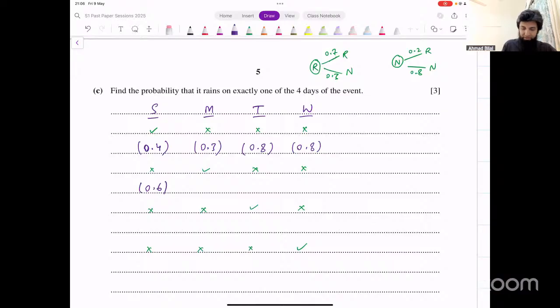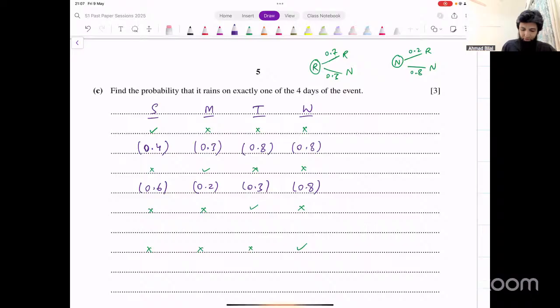So 0.6, the probability of not raining on Sunday. If it did not rain on Sunday, we are here. Probability of raining the next day, what's that? That's 0.2. So now it rained on Monday. What's the probability of it not raining the next day? 0.3. So it did not rain this day. Now the next day, the probability is 0.8. Okay, it's quite confusing because of the different probabilities that we've got there.